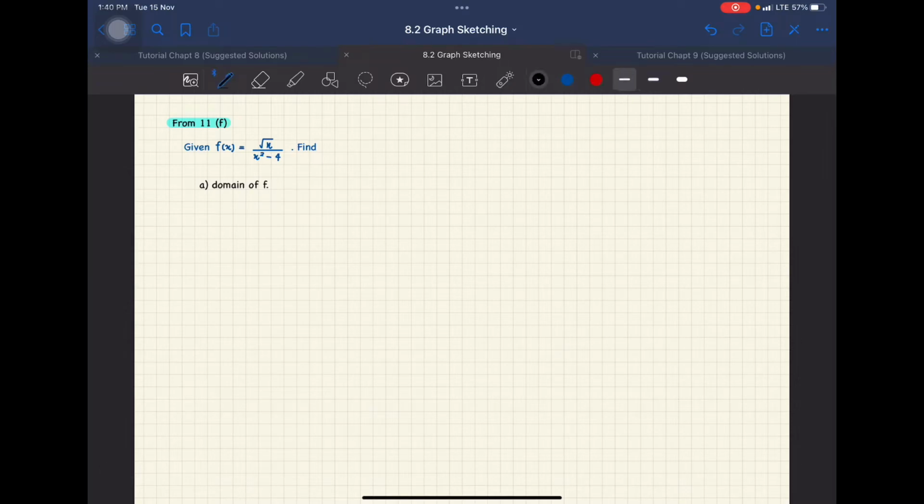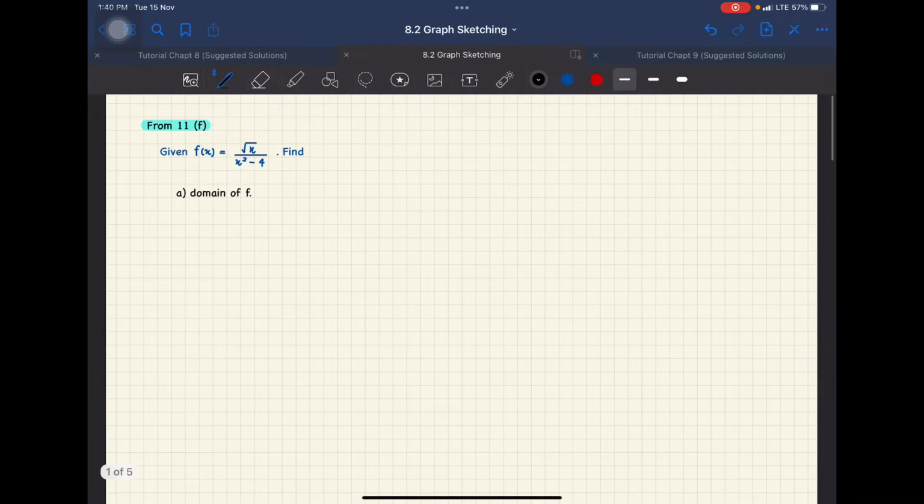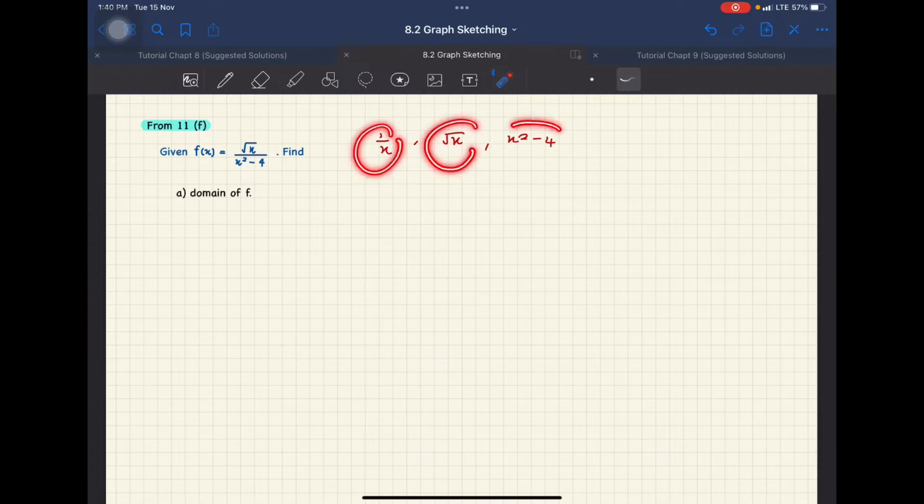Okay, so dekat sini the first part of this question is dia minta kita find the domain of F. Okay, so domain maksudnya nilai X yang ada dalam kita punya function lah. Okay, so tengok dekat sini sekarang. This is a little bit different than the one you have learned in chapter 5 functions. Kalau dalam chapter 5 awak hanya belajar macam mana nak cari domain for let's say 1 over X, or for let's say you only have square root of X, or you only have X square minus 4. So this is reciprocal function ataupun rational function, so this is square root function, and then this is quadratic function.